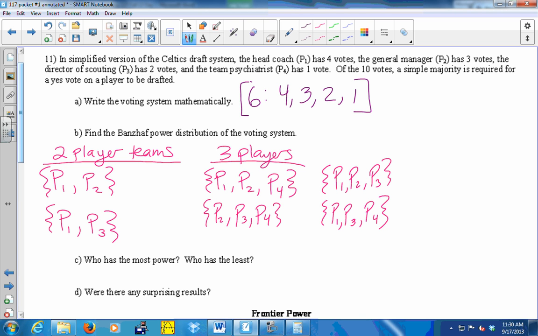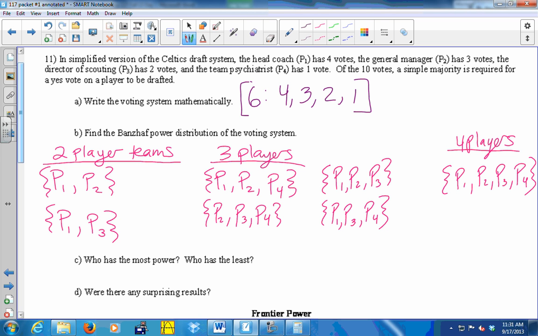And then we always have the grand coalition, right? The 4 players could all team up together, and they will obviously have enough votes to pass the motion. Player 1, player 2, player 3, player 4.